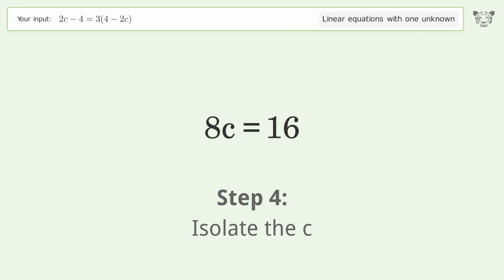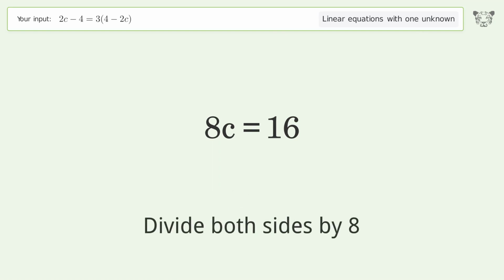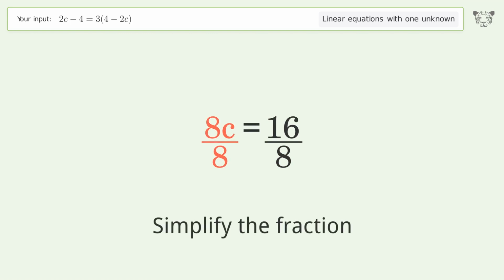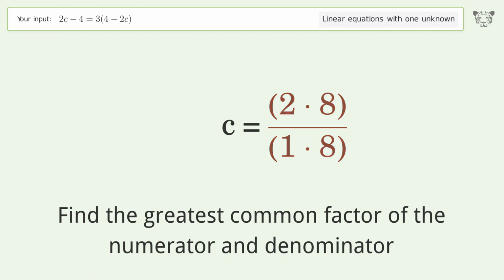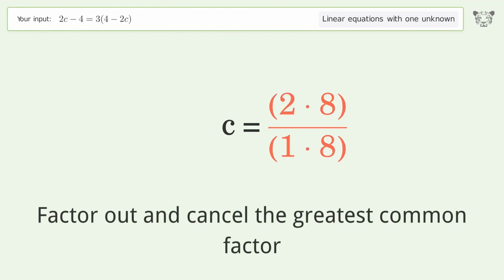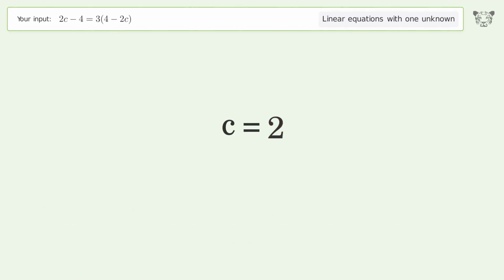Isolate the c. Divide both sides by 8. Simplify the fraction. Find the greatest common factor of the numerator and denominator. Factor out and cancel the greatest common factor. And so the final result is c equals 2.